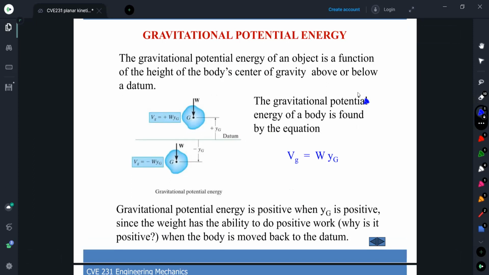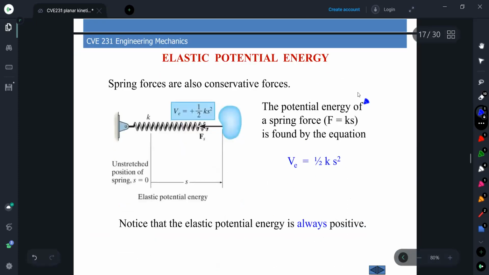The gravitational potential energy of the body is defined by Vg equal to the weight times the vertical distance. It is positive when it is above the datum, and negative when it is below the datum. For the spring force, the potential energy is always positive and equal to one half k s squared, where s is the deformed length of the spring.